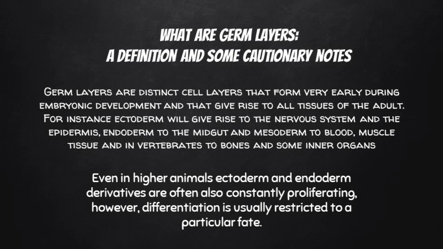The endoderm gives rise to the midgut and some inner organs, and the mesoderm to the blood, muscle tissue in vertebrates, the bones, and some inner organs. And even in higher animals, ectoderm and endoderm derivatives are often also constantly proliferating. However, differentiation is usually restricted to a particular fate.